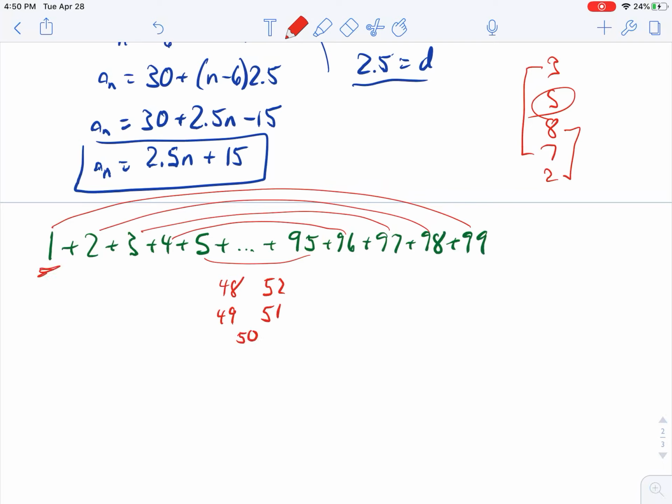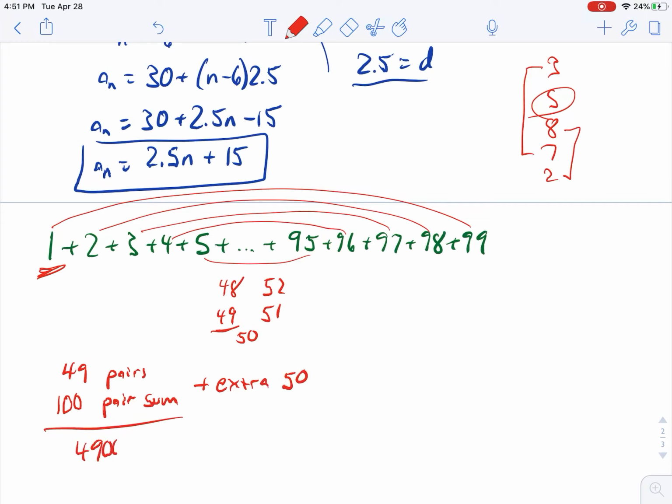The 2 and the 98 are 100. The 3 and the 97 are 100. The 4 and 96. The 5 and 95. There's a bunch of hundreds here. How many 100 pairs are there? Well, let's see. I know I'd have 48 and 52. I'd have 49 and 51. And then I'd have 50. Okay, so if you count all the pairs from 1 to 49, that's 49 pairs.